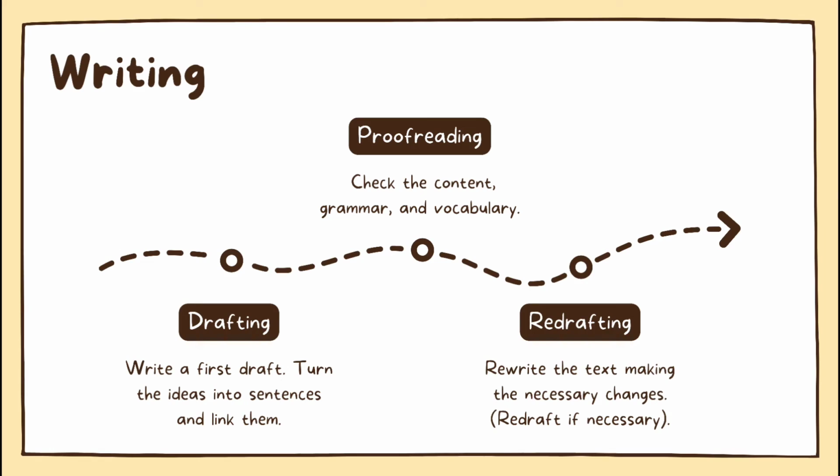Then comes the actual process of writing. Number 1, we need to draft. Okay, write a first draft, turn the ideas into sentences and link them. After you're finished writing, you need to give it for a proofreading process. Okay, what is proofreading? Basically, you're giving it to someone else so that they can check the content, the grammar, vocabulary, and let us know if there are any corrections. And once you have done the proofreading, and if you have found any mistakes, you need to redraft it, which means you need to rewrite the text, making the necessary changes.